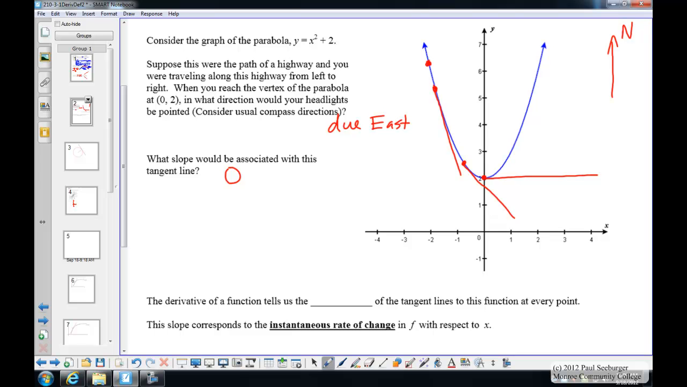And of course here our derivative value should be negative. It's exactly identical to the slope of the tangent line at the point, the value of the derivative. And over here, if we picked a point, the slope would be positive because the function's increasing. It's got a positive slope here. All right, so let's see. The derivative of a function tells us the slope of the tangent lines to this function at every point. This slope corresponds to the instantaneous rate of change in the function f with respect to x. Assuming this is our function named f here.